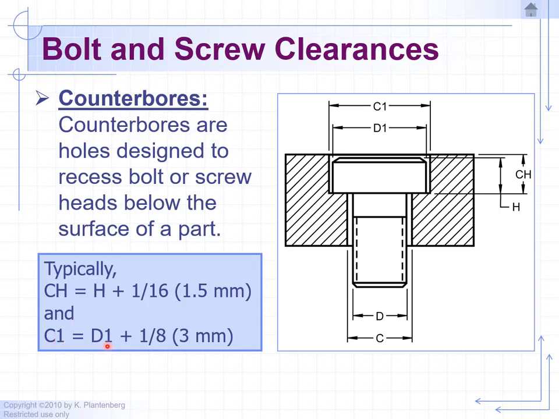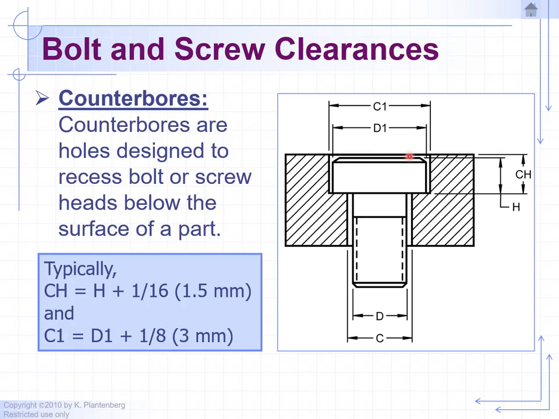C1 equals the diameter of the head of the bolt. So whatever diameter this is, let's say 1 inch diameter, just to keep it simple, and you add 1/8 to it. So the size of the hole for the counterbore will be 1 inch plus 1/8, which equals 1.125 inches. If you go a little bit larger, it's okay. It's just a clearance hole. It's to provide clearance for the head.